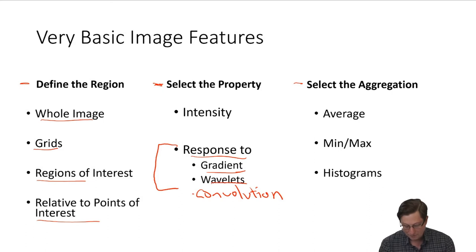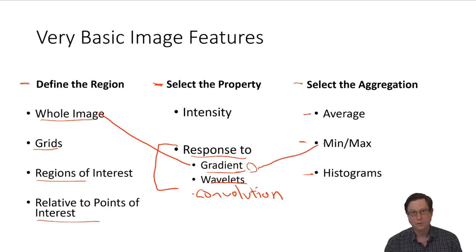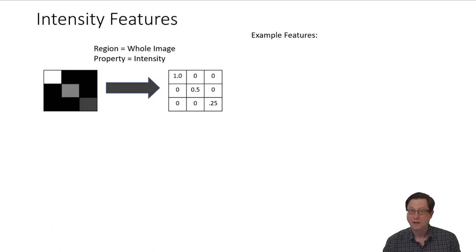You could take the average, the min-max, or something about histograms. So if you're doing this, you might say, I'm going to look at the whole image, I'm going to take gradients with some parameters, and we'll talk about what those parameters might be. Then I'm going to take the maximum gradient across the whole image, and that would produce one feature. Or you could take the region of interest around the eye, take the intensity, and take the average value of the intensity. Clearly you could make a lot of features, and then you're going to have too much, and you're going to have to figure out how to control them.